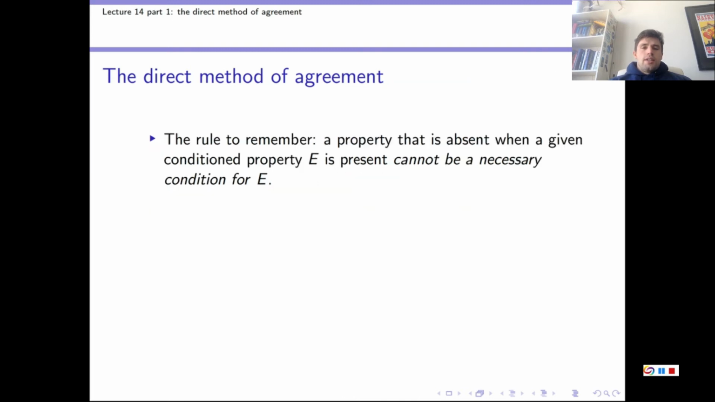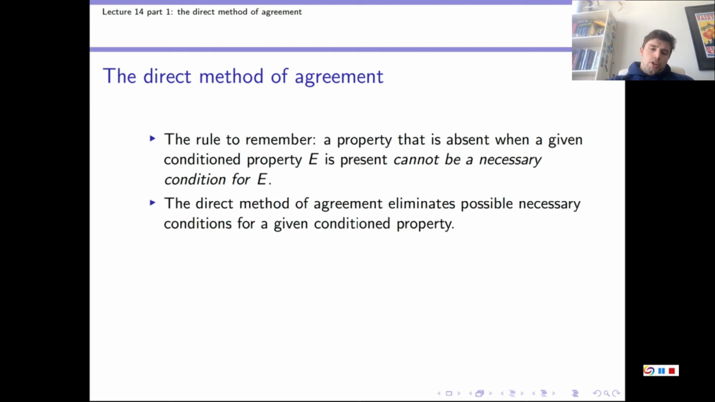So, what have we seen in this lecture? We've seen the direct method of agreement and how to apply it. And most importantly, the rule we've used all along when we apply this method is this. A property that is absent when a given conditioned property E is present cannot be a necessary condition for E.